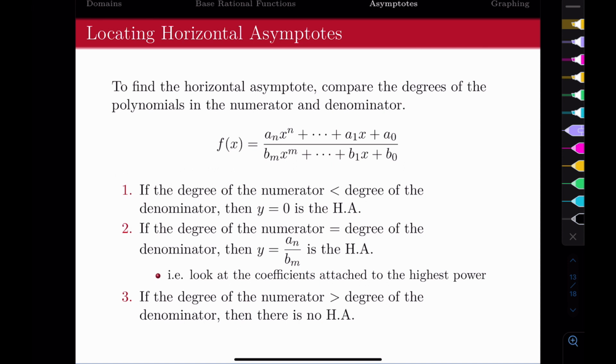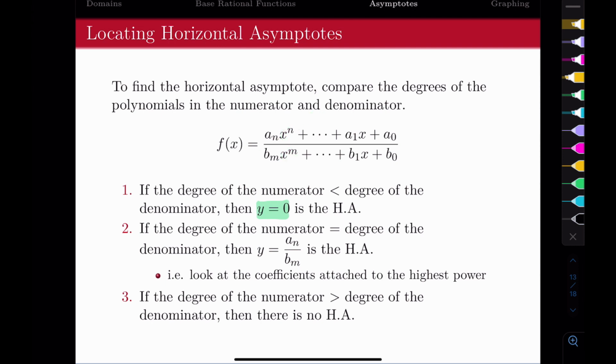When we talk about finding horizontal asymptotes, we're really going to compare the degrees of the numerator and denominator. So I know this is going to look really messy at first, and it'll make a lot more sense once we do some examples. But you're going to look at the highest power you see in the top and the highest power you see in the bottom. Okay? You're going to compare the size of these powers. So in our very first case, if the top is smaller than the bottom, then y equals 0 is going to be our horizontal asymptote.